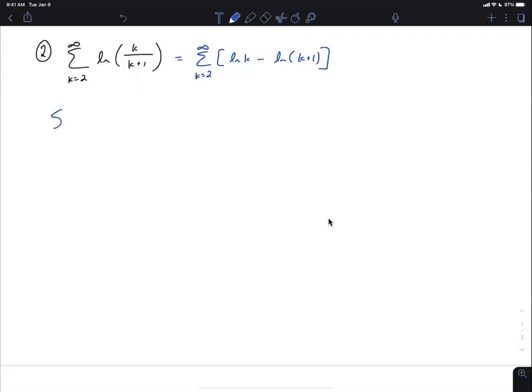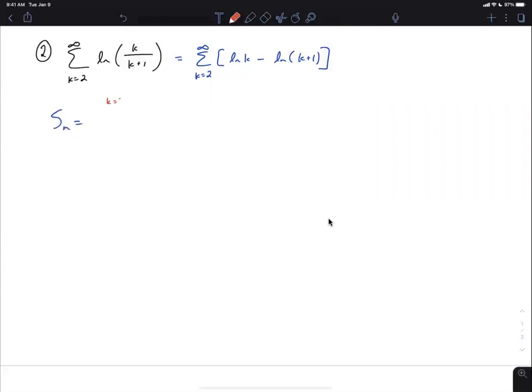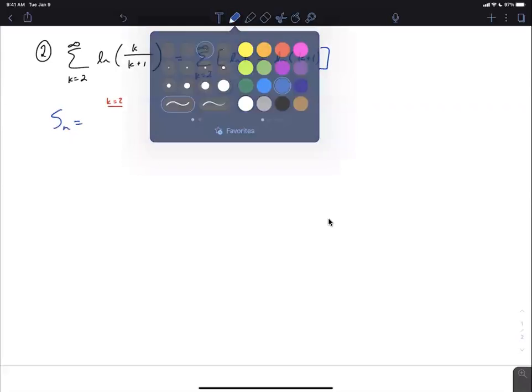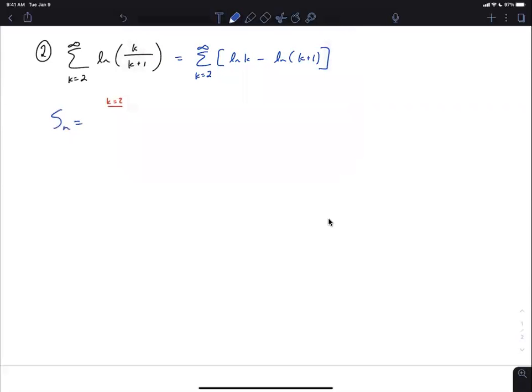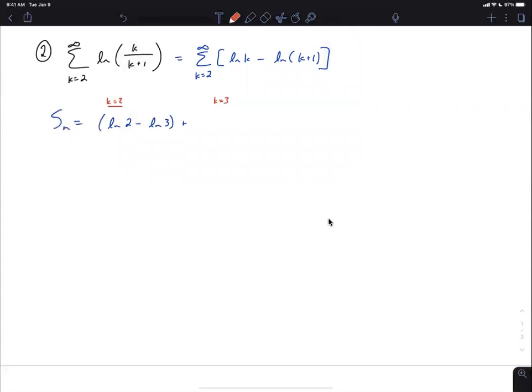So we're going to start with Sn. So we're going to go with k equals 2 because that's where this starts. And we're trying to get a formula again for the nth partial sum. So if I plug in k equals 2, I get natural log of 2 minus natural log of 3. Now I go to k equals 3, and I get natural log of 3 minus natural log of 4. And now remember, we're looking for things to cancel. So at this stage, natural log 3 cancels out.